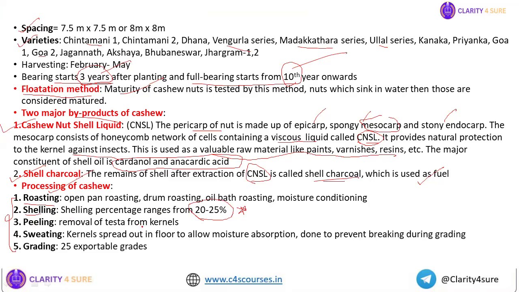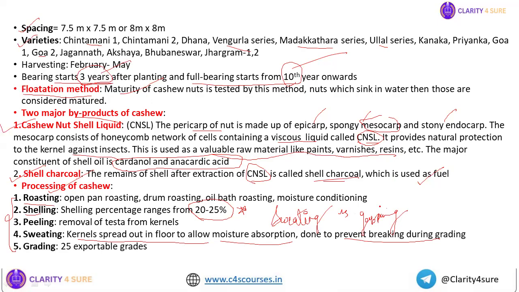Then peeling is nothing but the removal of testa from the kernels. Sweating is where kernels are spread out on the floor to allow moisture absorption, done to prevent breaking during grading. So sweating in case of cashew versus gapping in tea. In gapping, we remove the moisture, whereas in sweating, we allow absorption of moisture. The two things are different.